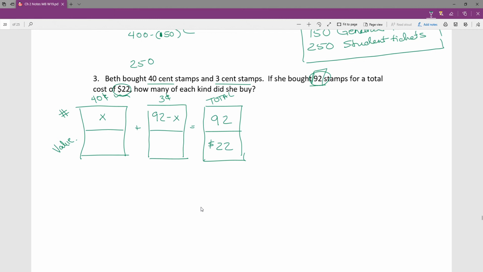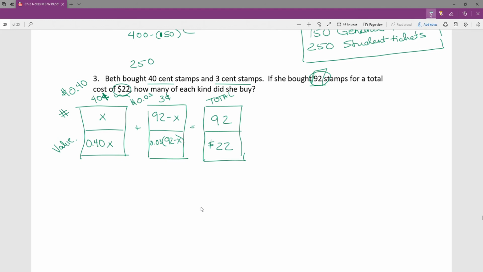So I've got a problem here in that the stamps are in cents and the total is in dollars. So when I see 40 cents written out in dollars, it would look like that. So that's going to be the coefficient on my X term. It's 40 cents times however many stamps were bought. And the same with this 3 cents. If I wrote it out as dollars, it would look like that. So it's 0.03 times this 92 minus X. That's the number of the 3-cent stamps.